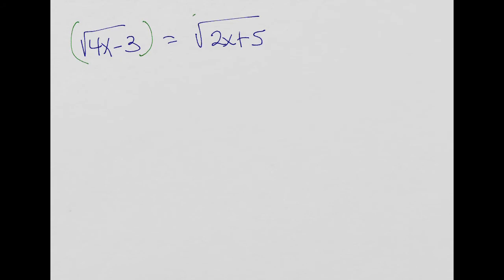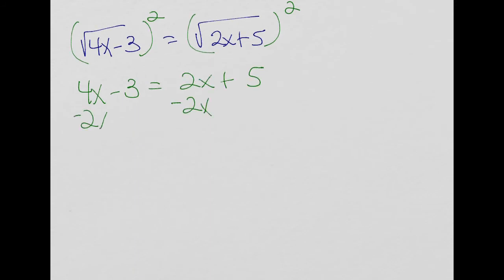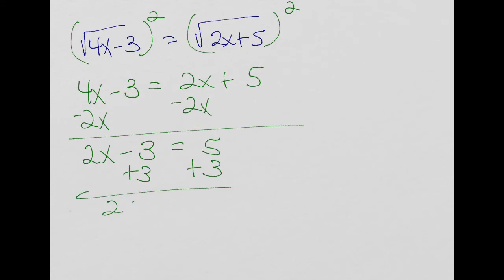All right. Let's do maybe 2 more. So this one has radicals on both sides. We're still going to do the same thing. We're going to square both sides. Subtract 2x. Add 3. Divide by 2, so x equals 4.